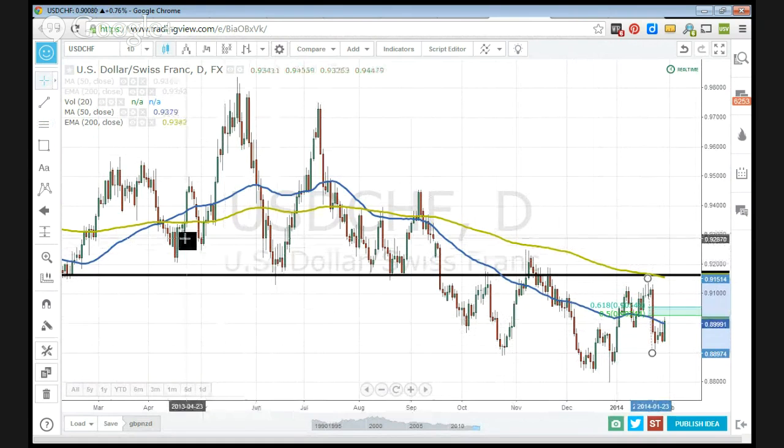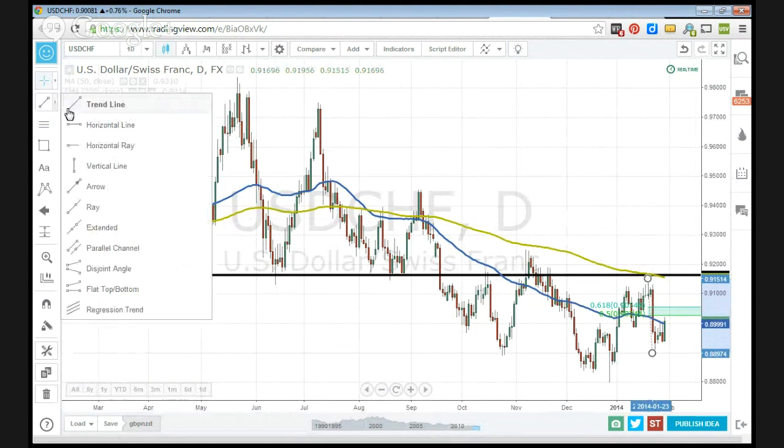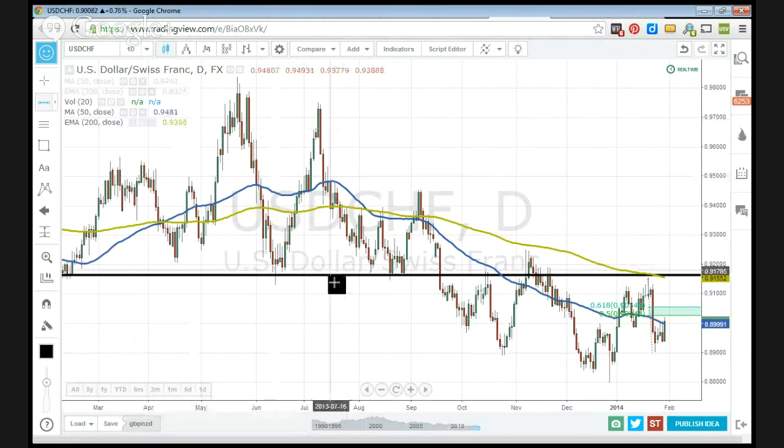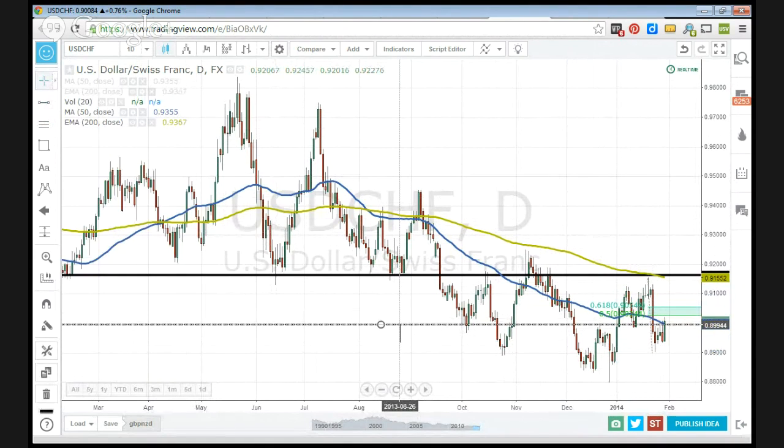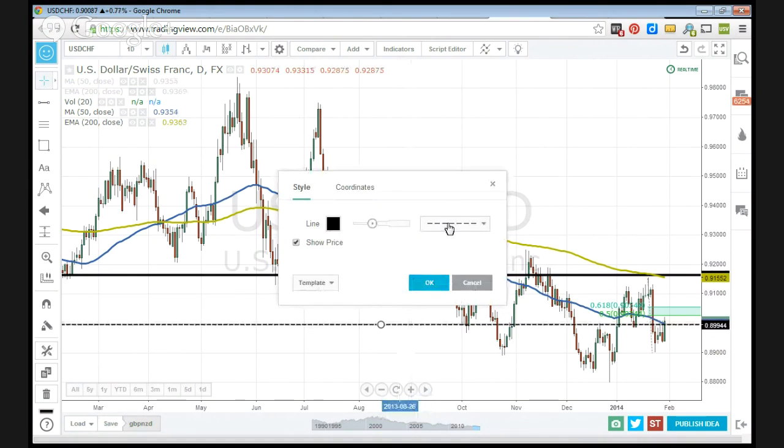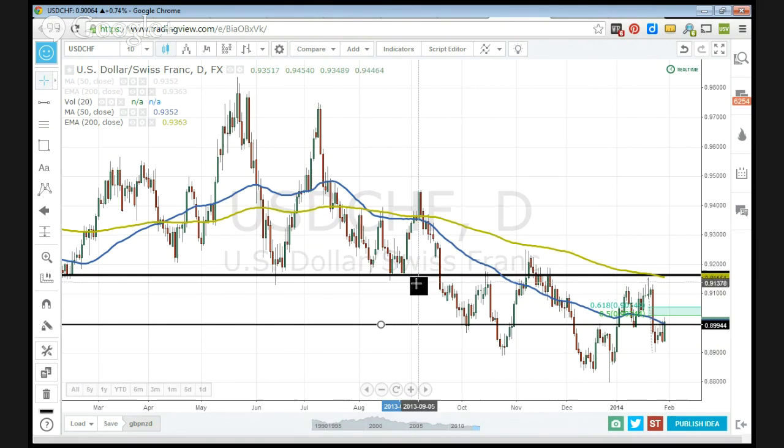Well, we're at the 50 simple moving average now. We are at a support resistance level of sorts. Let's change this. You can make it a little thinner. There we go.